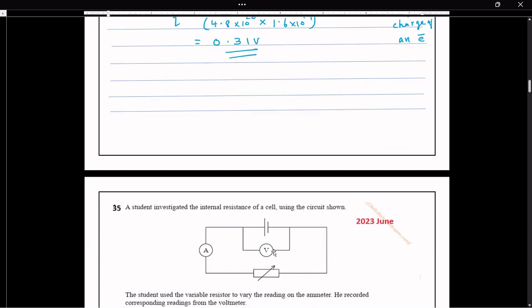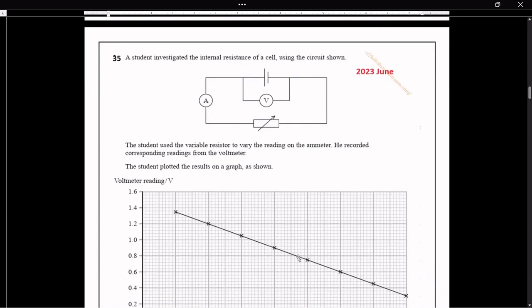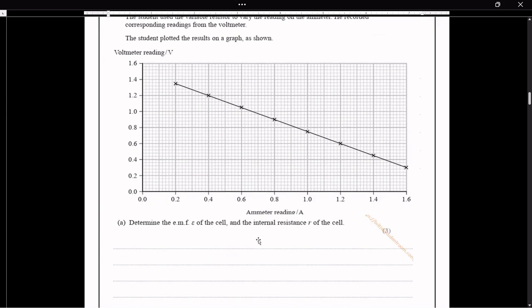Now let us move on to the next question. A student investigates the terminal resistance of a cell using the circuit shown. The student used the variable resistor to vary the reading of the ammeter. He recorded corresponding readings from the voltmeter, and there is a graph given. This is the variable resistor, then the cell. Determine the EMF of the cell and the internal resistance of the cell.